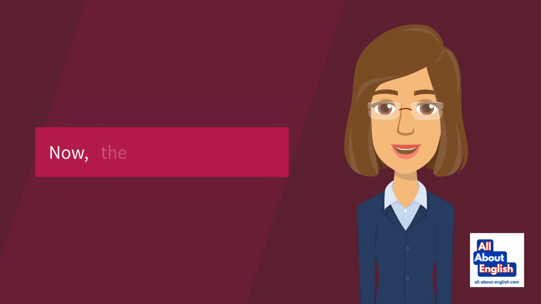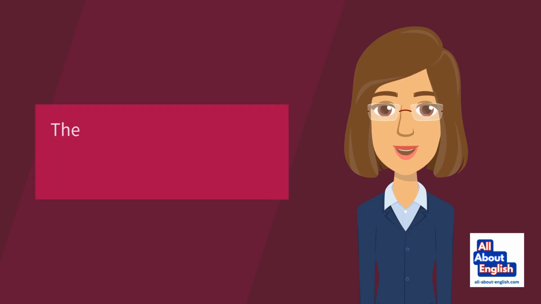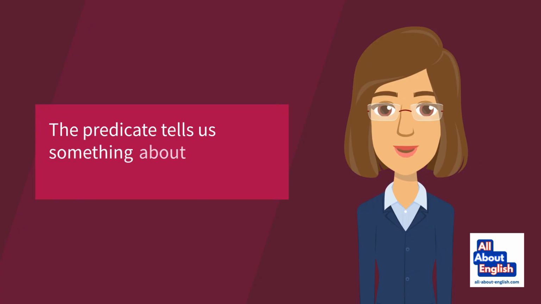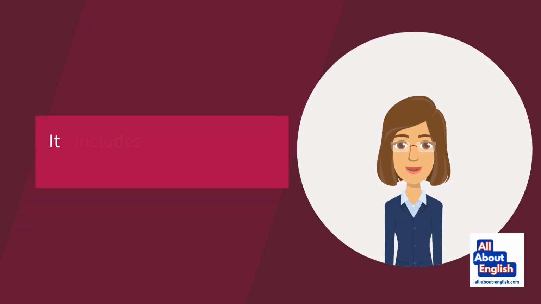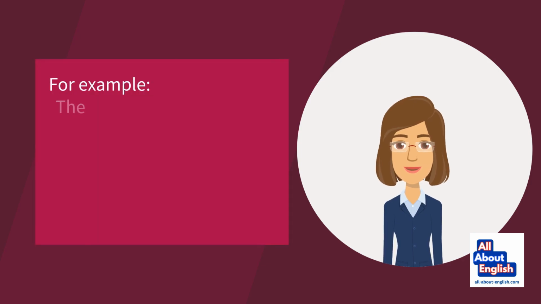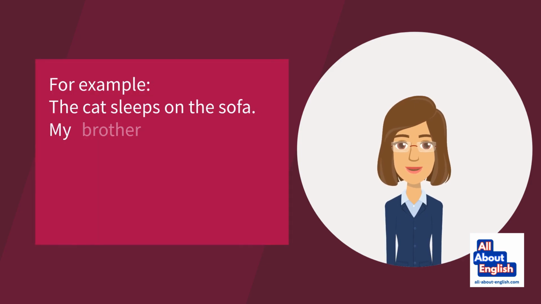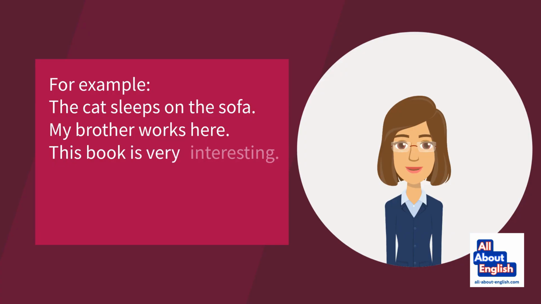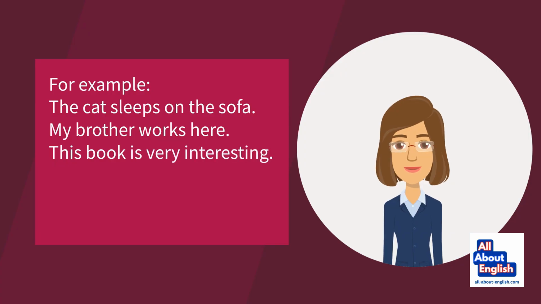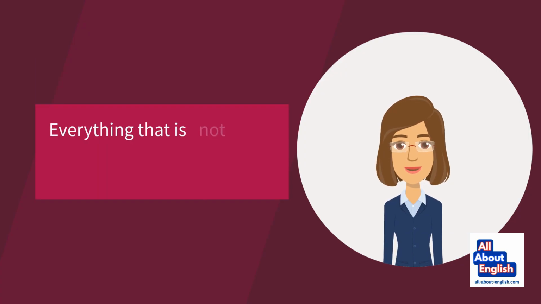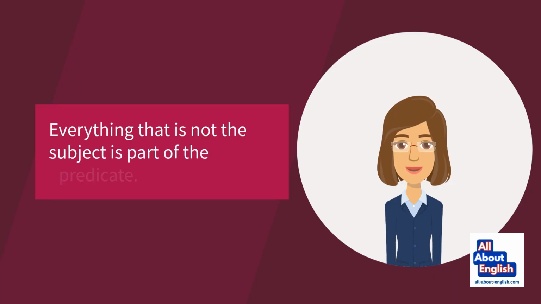Now, the predicate. The predicate tells us something about the subject. It includes the verb, and often more information. For example, the cat sleeps on the sofa. My brother works here. This book is very interesting. Everything that is not the subject is part of the predicate.